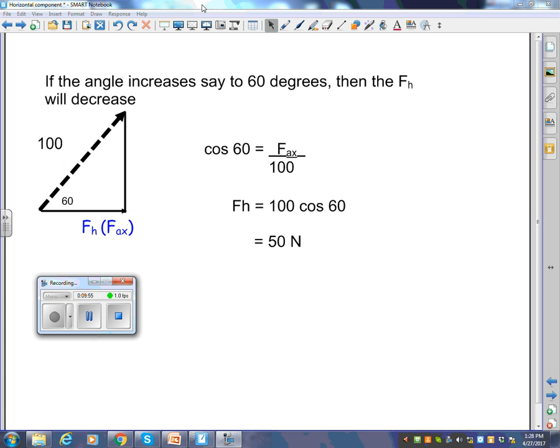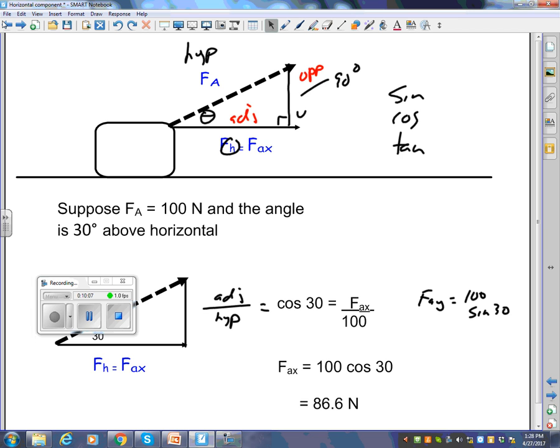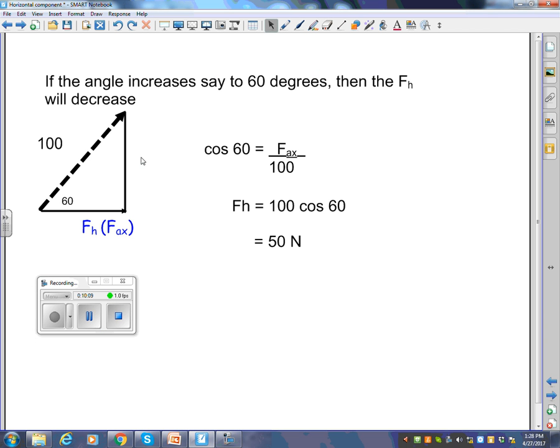So now if the angle increases to say 60 degrees, then the FAX will of course decrease, which is what we've talked about already. But if you were to actually figure it out, cosine 60 would be 100 cosine 60, it'd be 50. There's the mathematical proof that it goes from 86 down to 50, right?